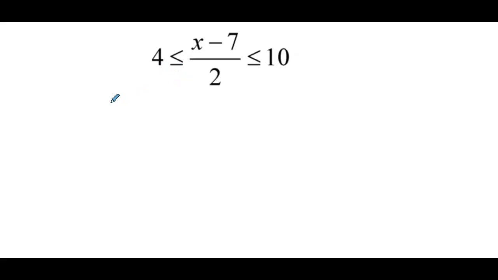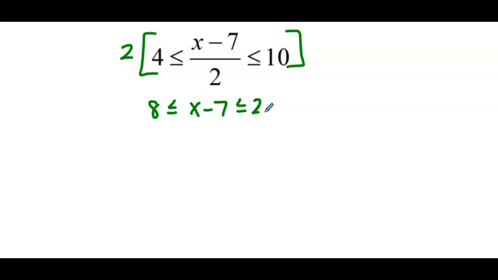4 is less than or equal to x minus 7 all divided by 2, less than or equal to 10. So the first thing we can do is multiply each inequality by 2. So we can multiply this whole thing by 2. So we'd have 8 is less than or equal to x minus 7, which is less than or equal to 20. And then we can add 7 to each part of this inequality. So we'd have 15 is less than or equal to x, which is less than or equal to 27.